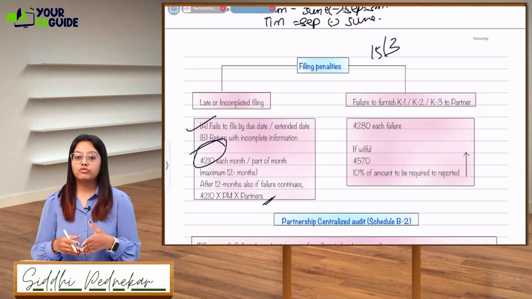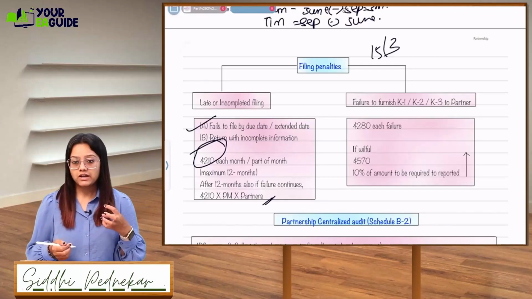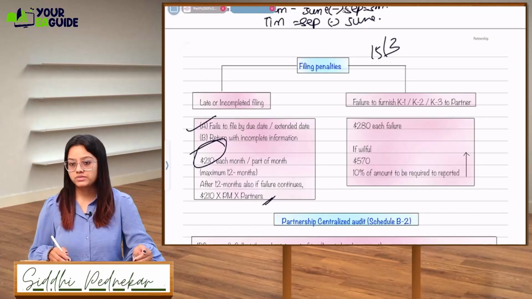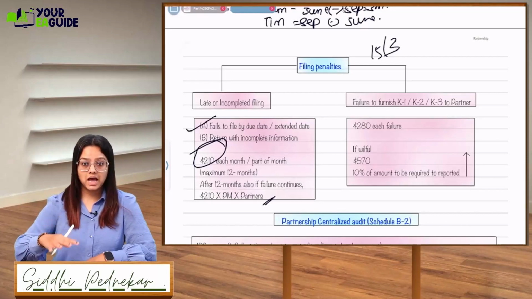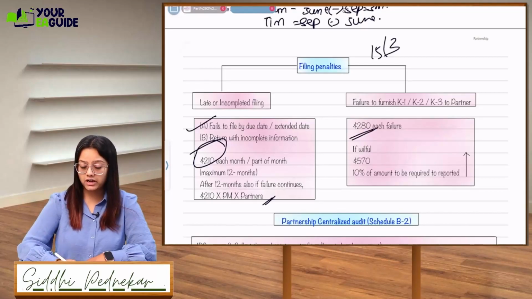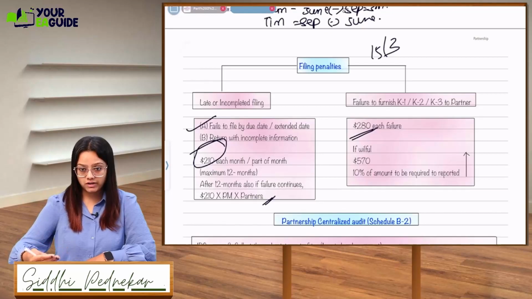Same way, if you fail to furnish K1, K2, K3 to a partner, because if you are not furnishing these 3 forms, the partner will not be including it in the tax return, in the 1040 return. So if this mistake happens, what will happen for each failure? Let's say there are 10 partners. If you don't issue 10 K1s, you will have to pay 10 times 280 as penalty. So 280 for each failure you will have to pay.